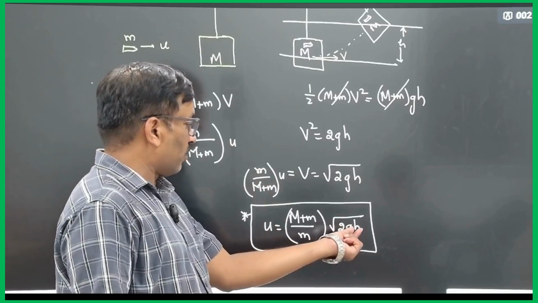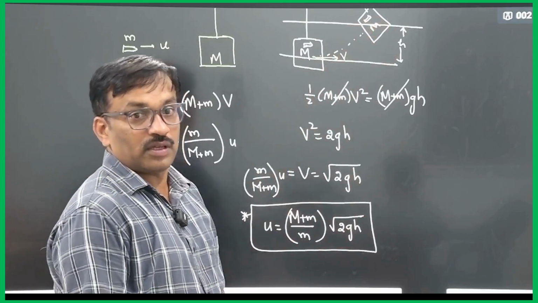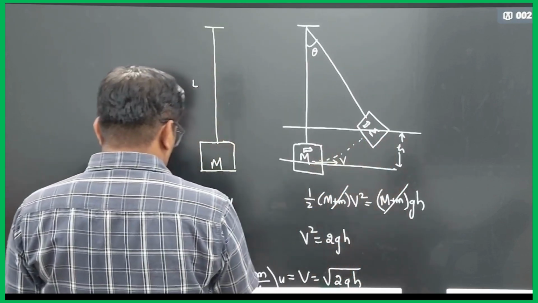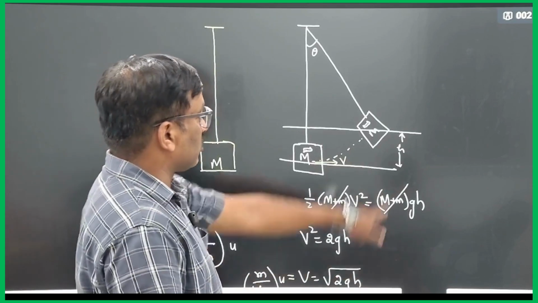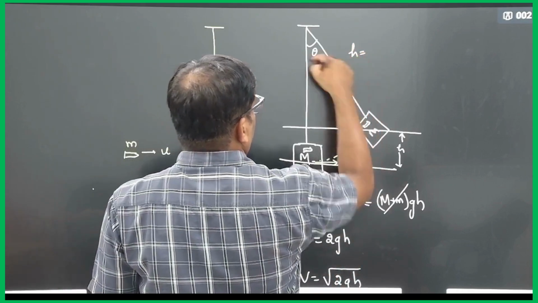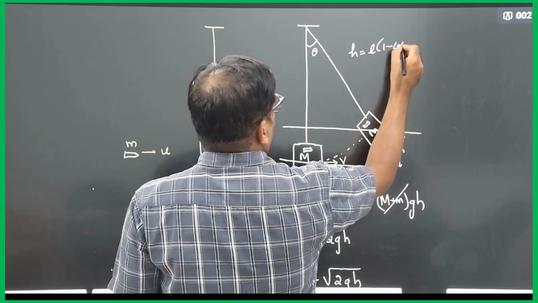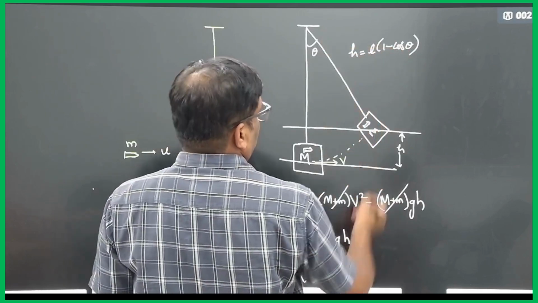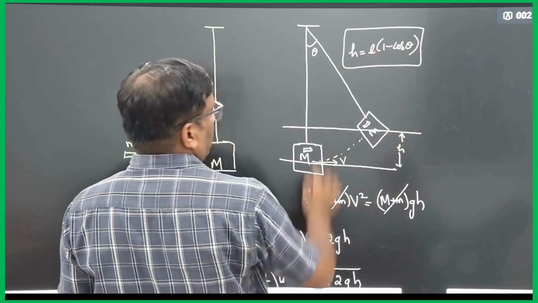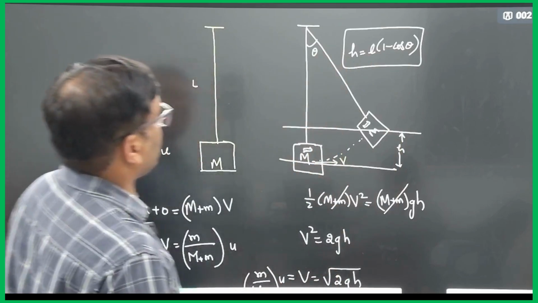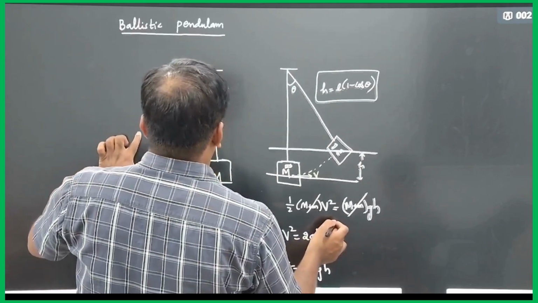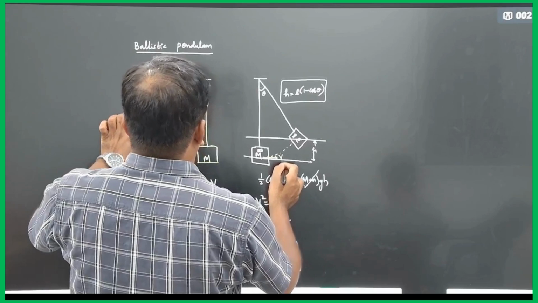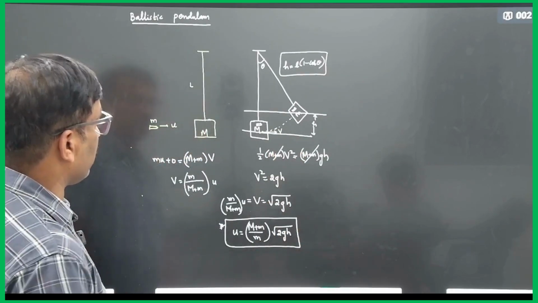If you are able to measure the height, or suppose you are able to measure this angle, I taught this formula in vertical circular motion. This height can be calculated very simply as the length L into (1 minus cos theta). If you know this angle theta, you can determine the height and substitute in this equation. In this way we can determine the velocity of the bullet.